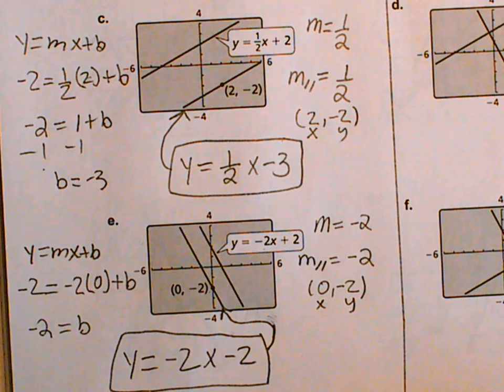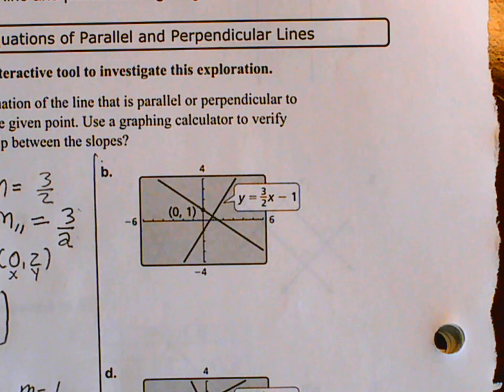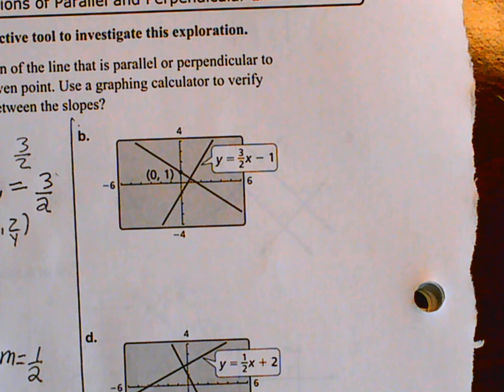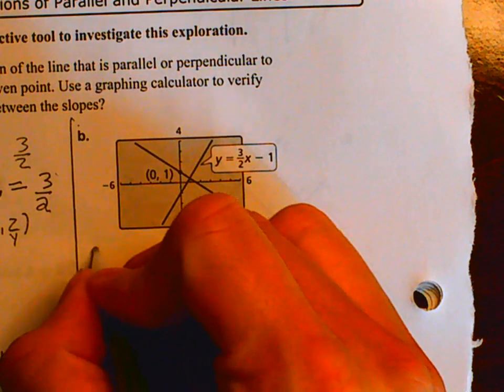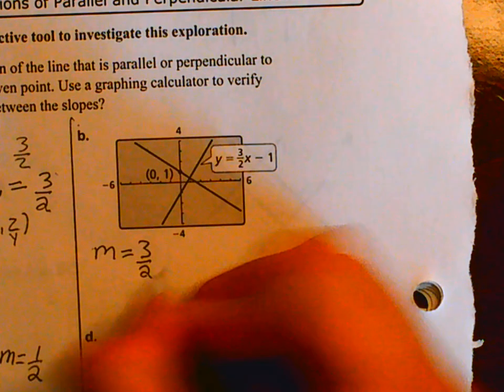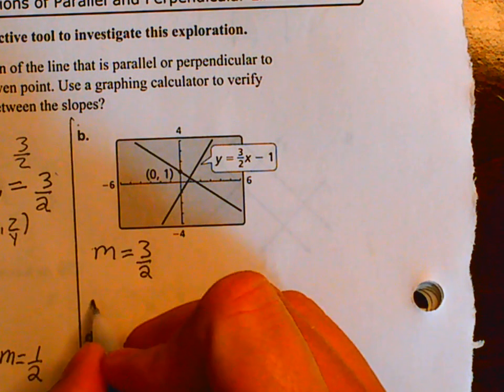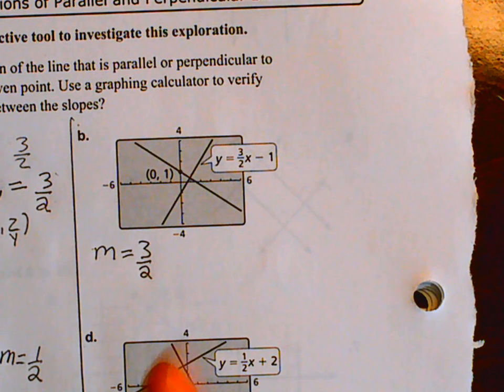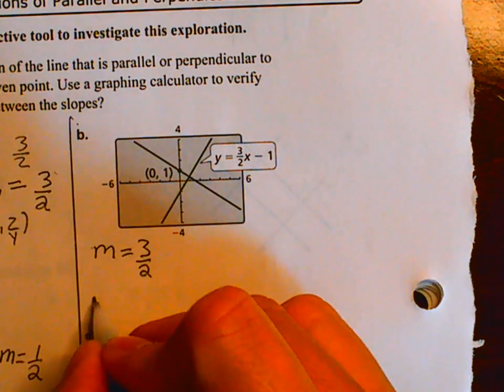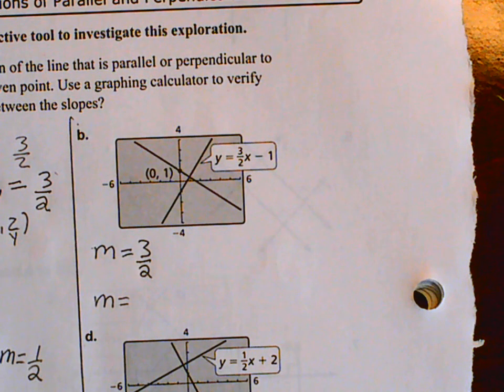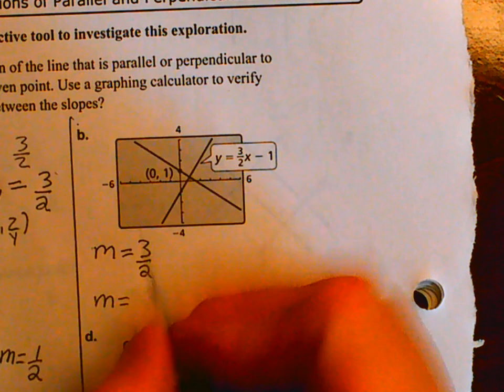Okay, so let's go up to B. Hopefully I have enough space. Okay, so here, I'm going to write this part down here instead. Okay, so here, the slope of the original line is 3/2. Now, I want the slope of the line perpendicular to that, so it's going to be the opposite reciprocal. So how do I do that? Very simple. Flip it and change the sign. Okay, so right now it's a positive, so it's going to be a negative.